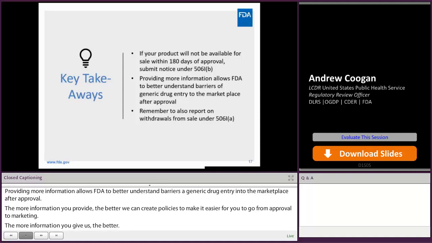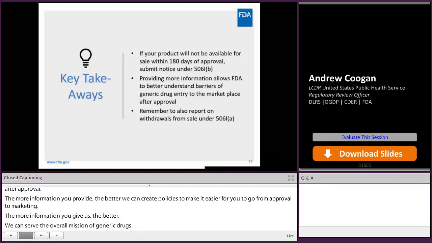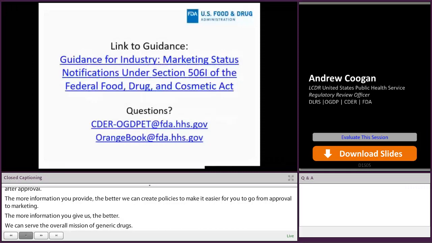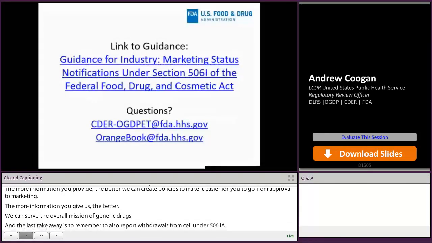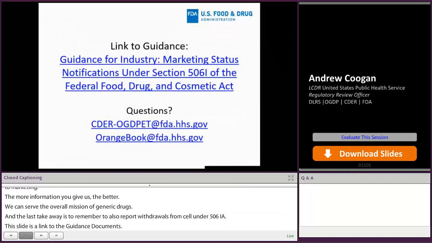sale under 506IA. This slide is a link to the guidance document, and if you have any questions after this presentation, there's the patent exclusivity team email address as well as the Orange Book email address. Thank you.